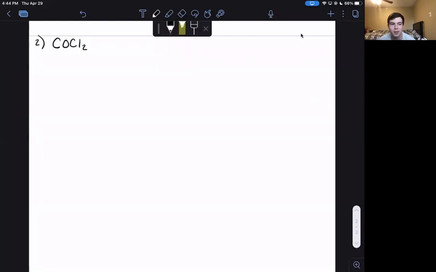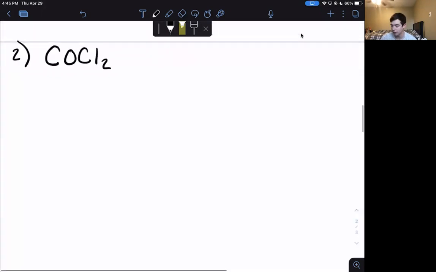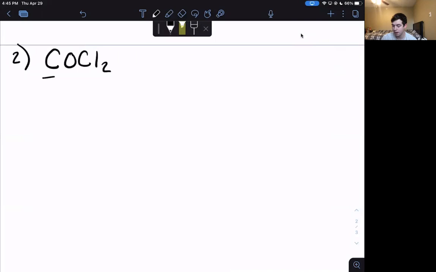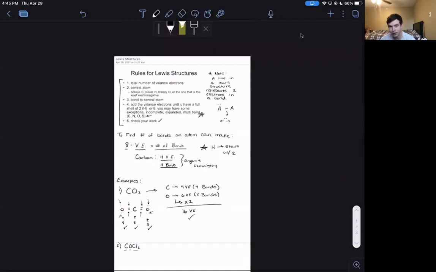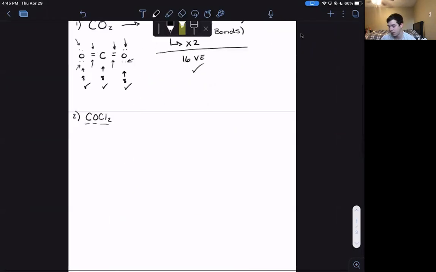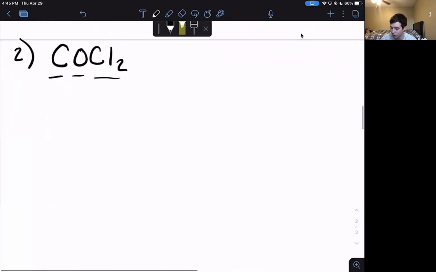Hello, we are back with a Lewis structure example. So here we can see we have a carbon, an oxygen, and two chlorines. So we want to make a Lewis structure for this, and hopefully you just joined me for the last video. So you've already gone through one short example, but let's do another one.